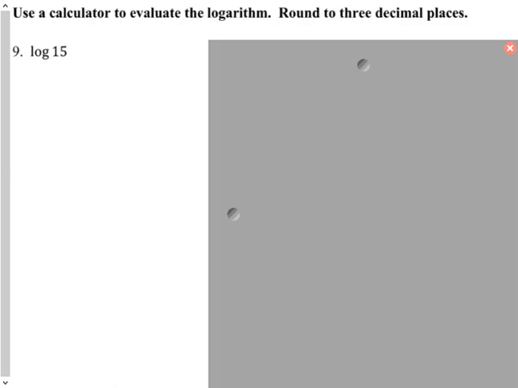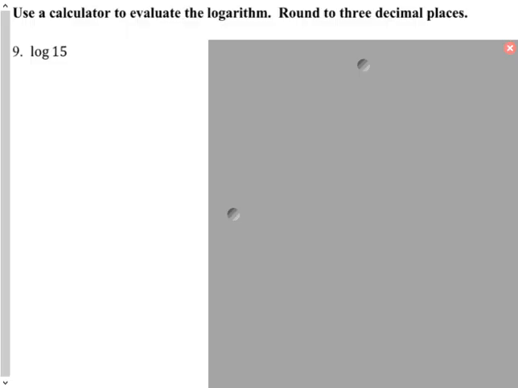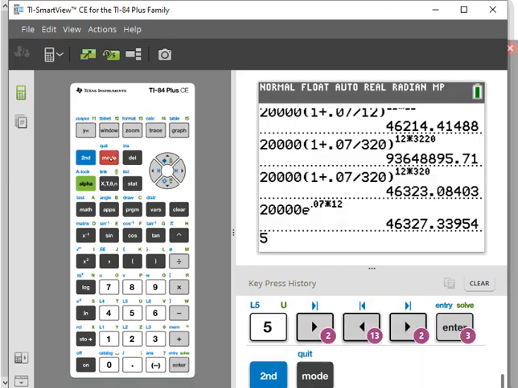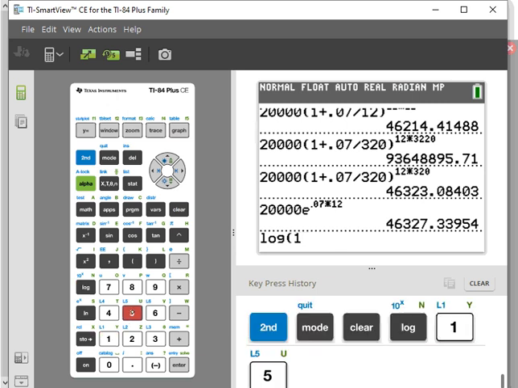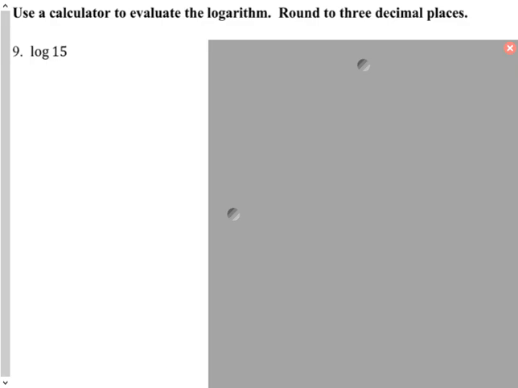Moving on, use a calculator to evaluate the log. Round to 3 decimal places. So make sure you have your calculator out. Log of 15. We hit the log button, 15. It didn't have a base on there, so it's a standard log in your calculator. Round to 3 decimals. 10 to a power is not going to be a nice power to get to 15. So 1.176 is the answer.